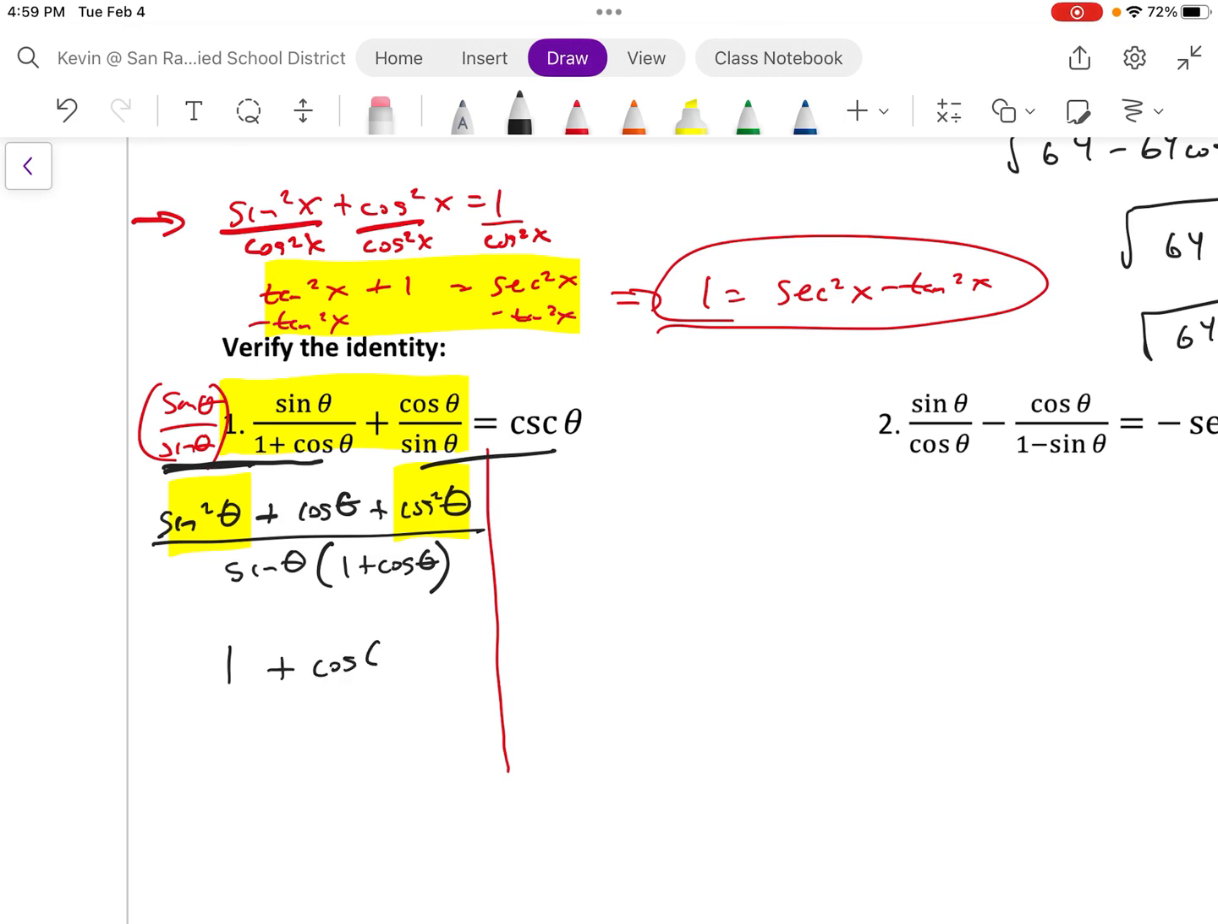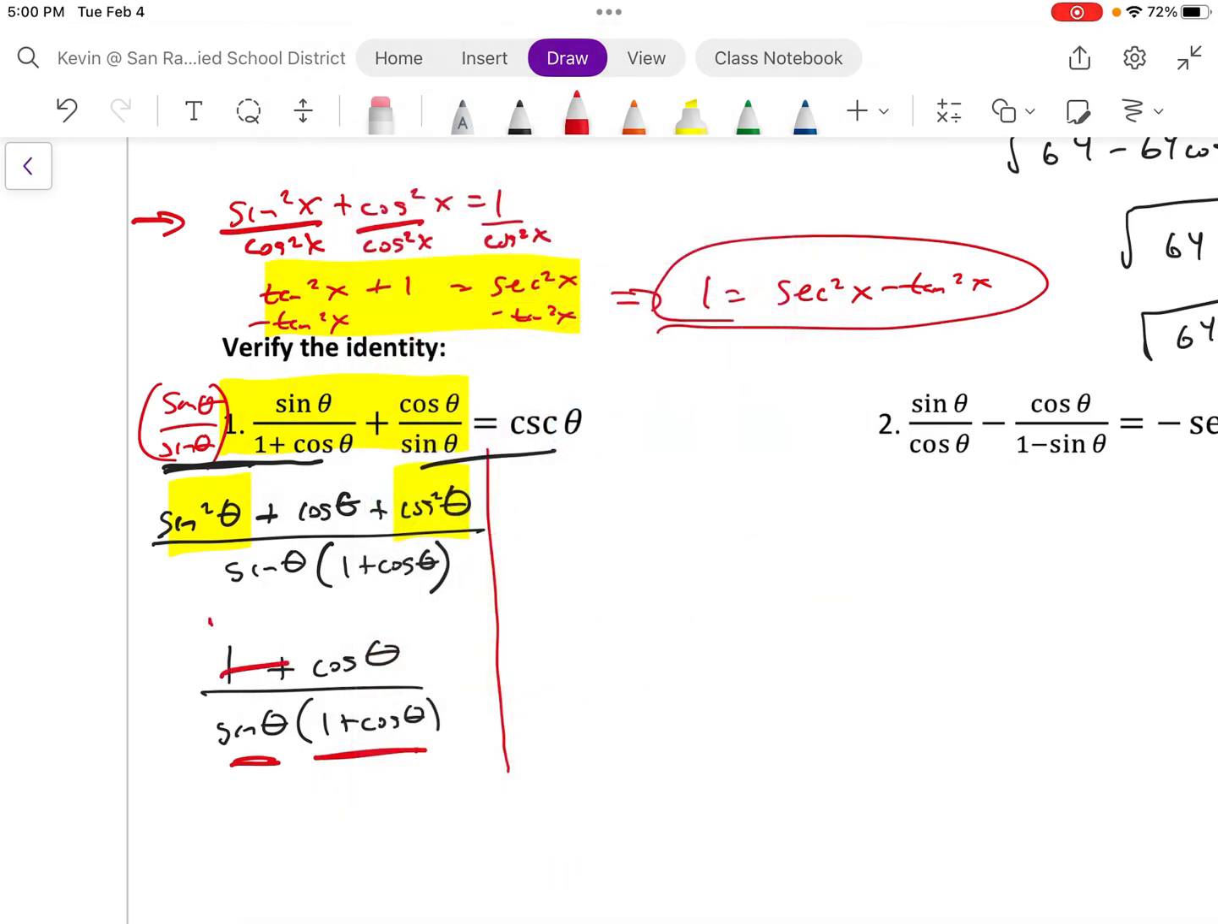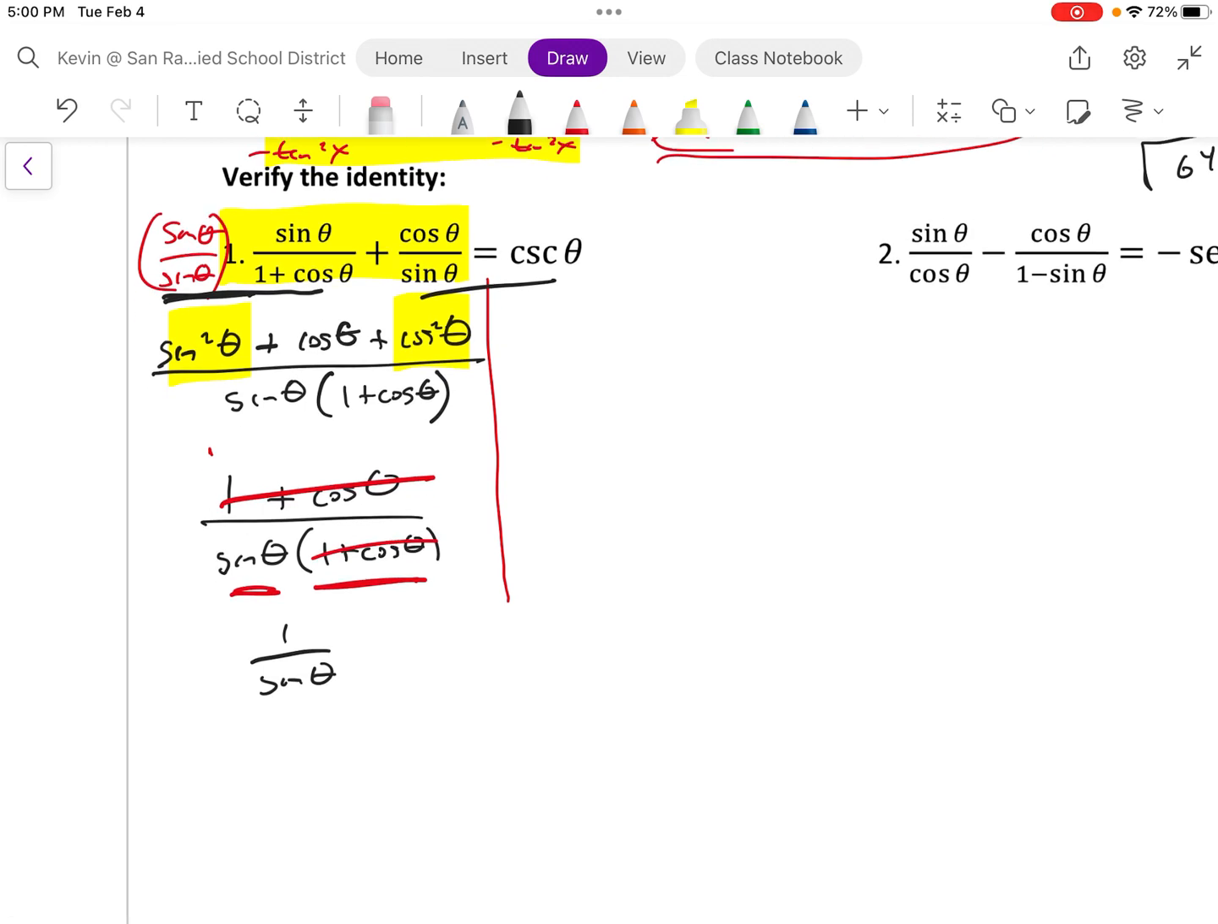Okay, let's see. I have sine squared theta plus cosine squared theta. Those equal 1. So I can just make them 1 plus cosine theta. The bottom I'm just leaving alone for right now. Oh, look at this. Because this is sine theta times 1 plus cosine theta, not plus or minus. If it's plus or minus, I couldn't do anything. But since it's a product, it is okay for me to cancel this and this out. That leaves me with 1 over sine theta.